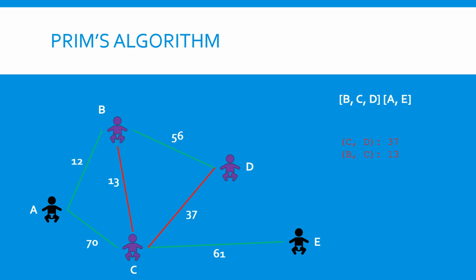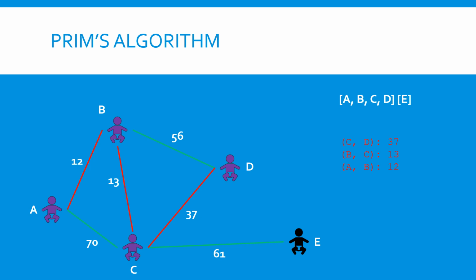Next, among the green edges that can visit new nodes, the cheapest edge is AB. Since node A is unvisited, we will choose it to visit A. Now, we include A into the visited set. The next cheapest edge is BD. However, since both B and D are already visited, we will not include this edge.